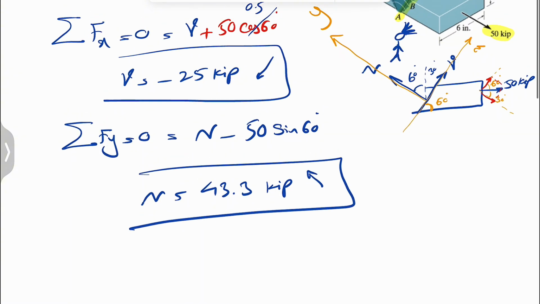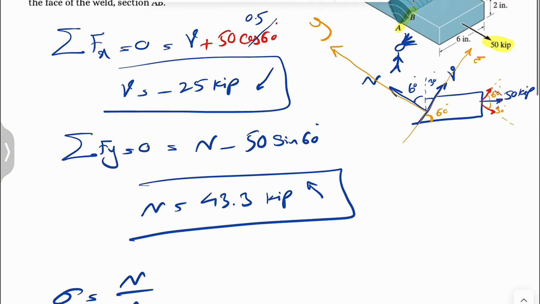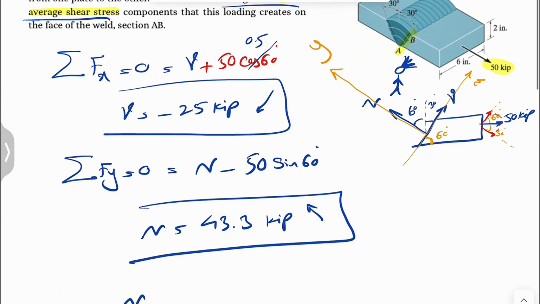All right, now for finding the average normal stress and shear stress, for normal stress, we're going to have the normal force over the area. And for the shearing stress, we're going to have the shearing force over the area. So the area that we're looking for is actually the area of this surface, if we want to show it. So it's different than this surface.